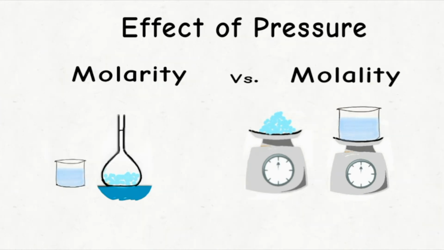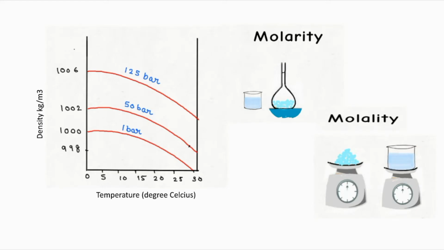Got it? Now let's see the effect of pressure on molarity as well as molality. To understand the concept better, we are going to study this graph. Here we have the density of water and here we have the temperature in degrees Celsius. Suppose when we were carrying out the experiment, the temperature outside was 20 degrees Celsius and 1 bar pressure. Okay, so that time what will be the density of water? It will be almost equal to 1000 kilogram per meter cube.